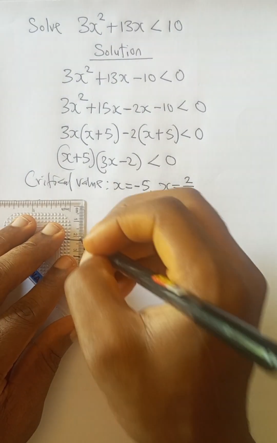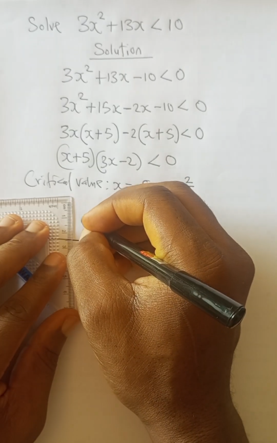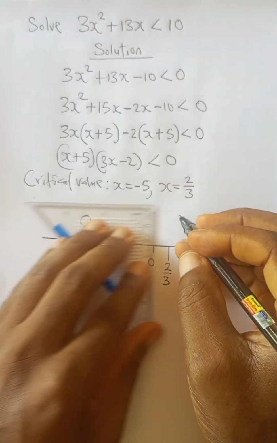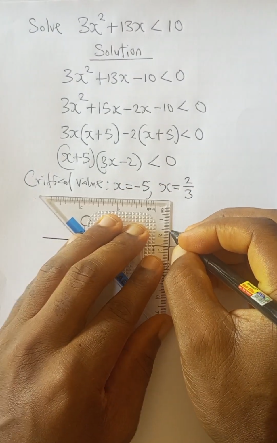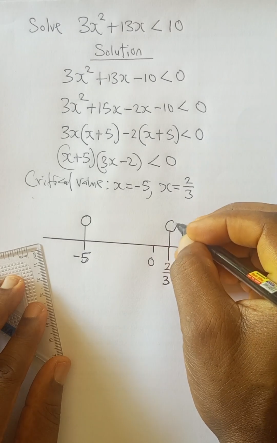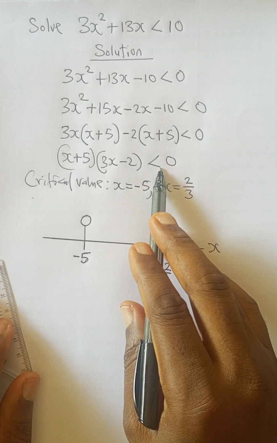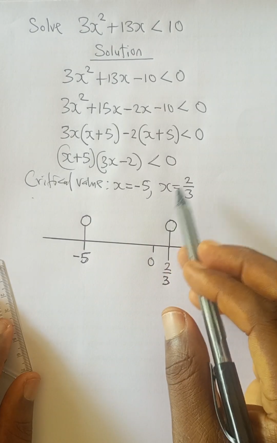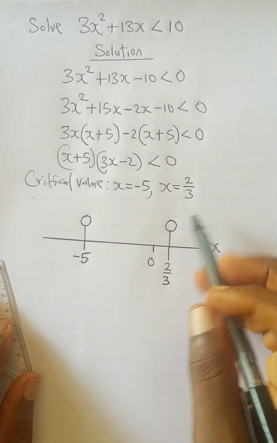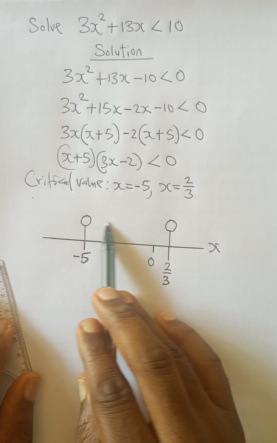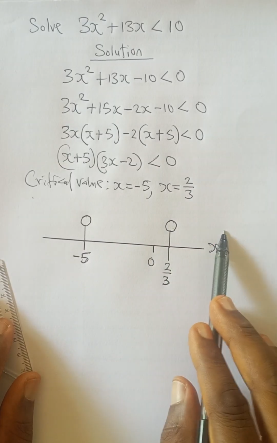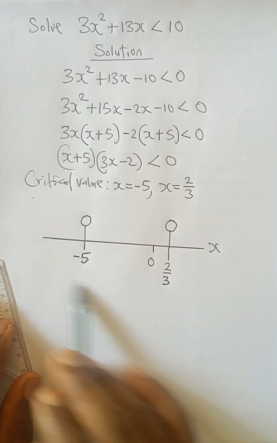So you move from here, from minus 5. Don't shade, leave it open, because it can only be less than or greater than. You don't shade here also. Since you are dealing with less than here, assuming it's greater than or equal to, you can shade. Now the question is, are they coming together, or is this going like this? That is the purpose of this number line.